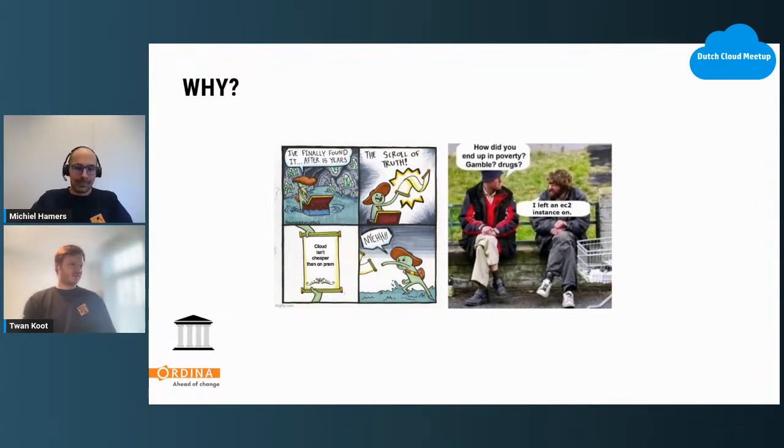But yeah, you can save a few euros, dollars, rupees here and there, and even on a large scale, like some customers Ordina has, they pay so much a month that even 5% is a lot, and we will show you how you can do that even after this session.